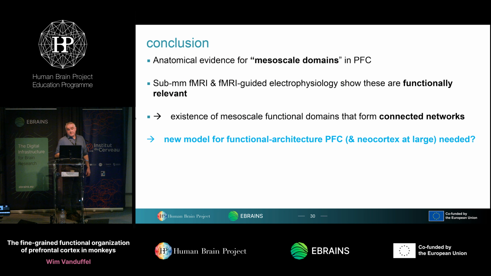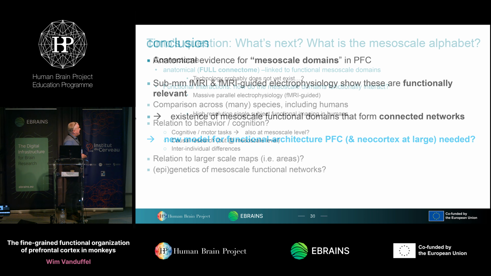So we do definitely have evidence for anatomical mesoscale units in prefrontal cortex. They are functionally relevant. We see very clear functional differences between different mesoscale domains. To some extent, and I know this is a very poor man's solution, they are functionally connected. I think resting state functional connectivity, if you had the sensitivity, you could derive it, but you need other methods to make sure that these domains are anatomically connected, sort of pointing in the direction of whether or not we need a very new model of functional architecture for prefrontal cortex, or for neocortex in general, for primates.